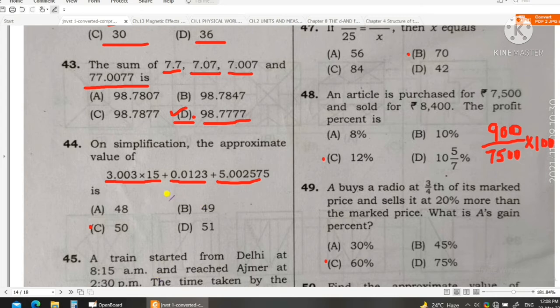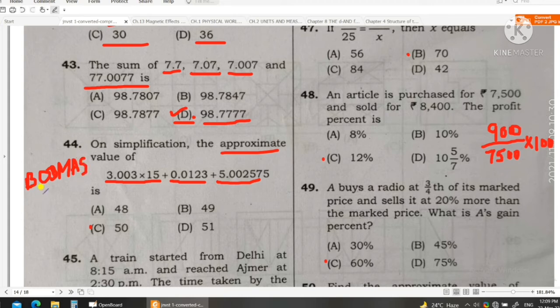Next question is 44. On simplification the approximate value of, यहाँ पर आपको एक मैथमेटिक्स का बेसिक रूल जो होता है जिसको आप लोग क्लास 5th में पढ़े हो, तो बोर्ड मास जिसको हम बोलते हैं, तो यहाँ पर आपको ये पूछा गया है कि आपको सबसे पहले कौन सा ऑपरेशन करना है, मीन्स एडिशन पहले करना है या सब्सट्रैक्शन पहले करना है या आपको एडिशन, सब्सट्रैक्शन, मल्टीप्लिकेशन और डिवीजन.